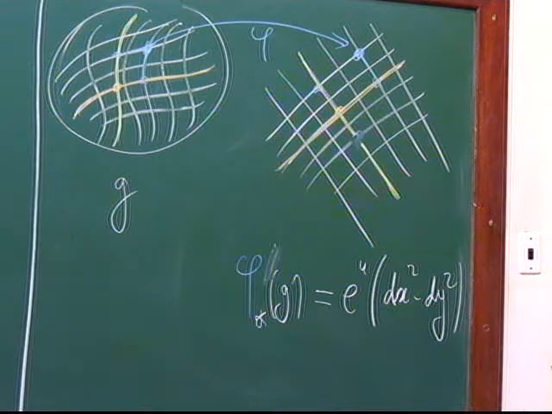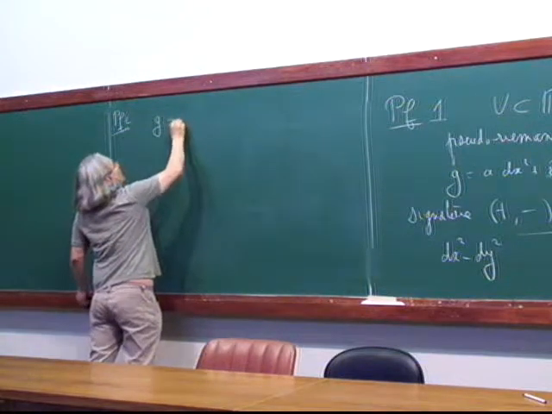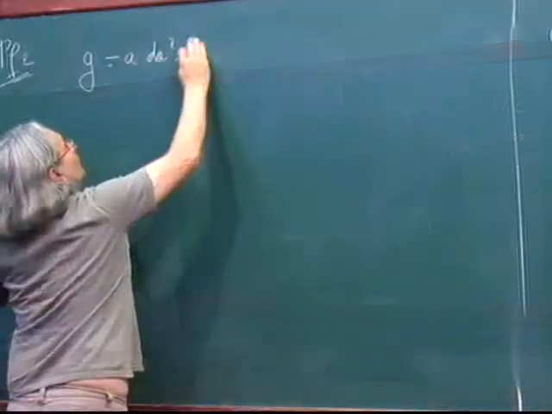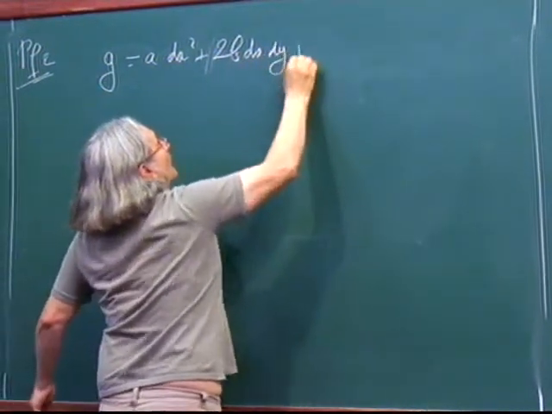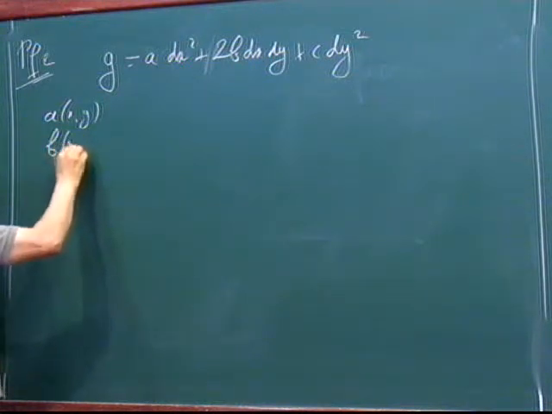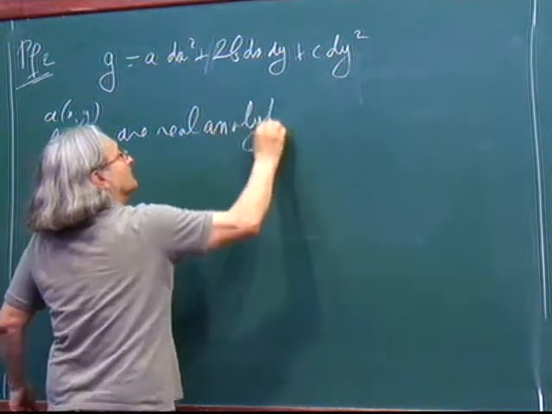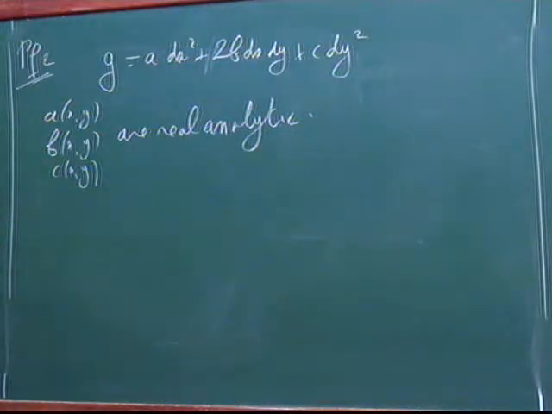So here's the proof number two, say. Now you have a Riemannian metric. And you assume that A, B, and C, which are functions of X and Y, are real analytic. By definition, a real analytic function is just a function defined on an open set of R, or R2, which extends as a holomorphic function of a small neighborhood of this real part in the complex domain.